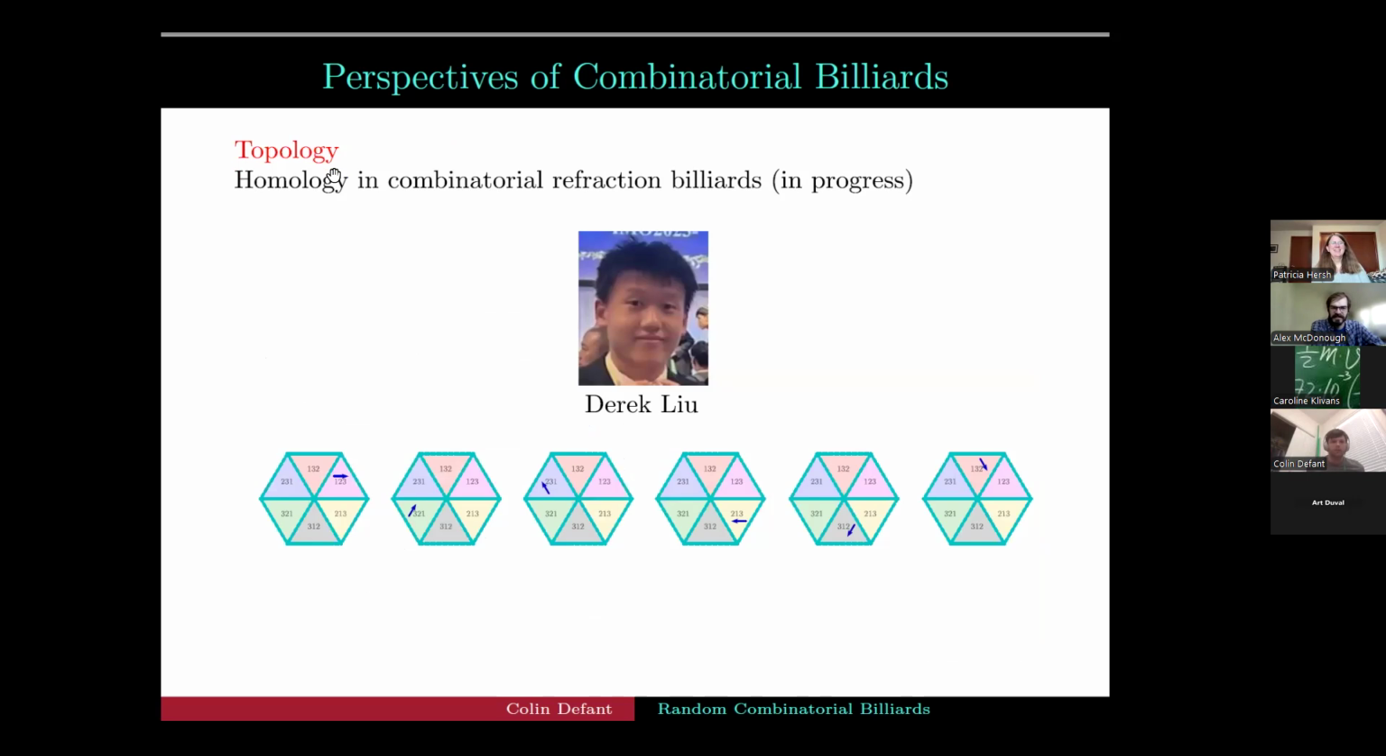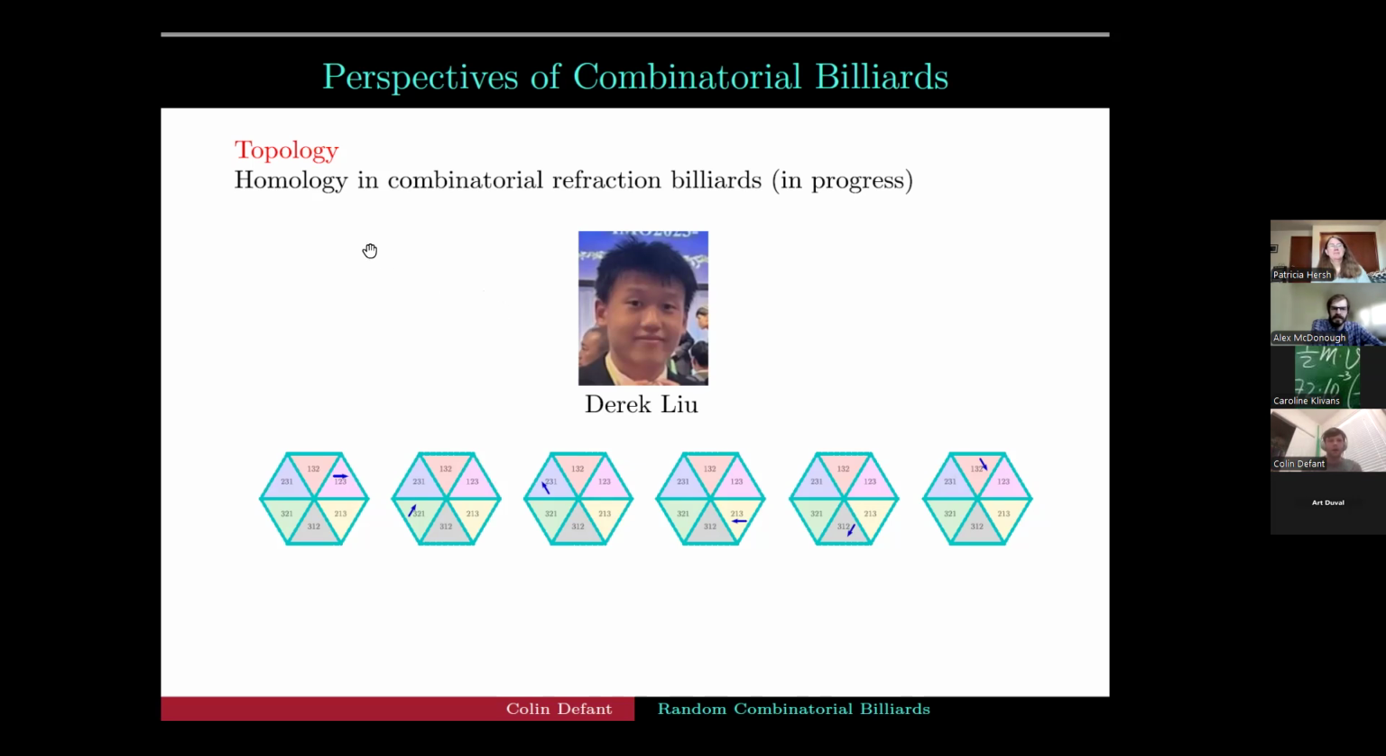There's also a topological perspective. I have this ongoing project with Derek Liu, who was one of my students this past summer at the Duluth REU program. Basically, the idea is that you can define certain combinatorial billiard systems in a torus. I'll say more about this later in the talk. But then you get these closed billiard trajectories that form closed loops in the torus. And these closed loops have homology. And so you can ask, what is the homology? Are they contractible, for example? That's the subject of this work, which is still in progress.